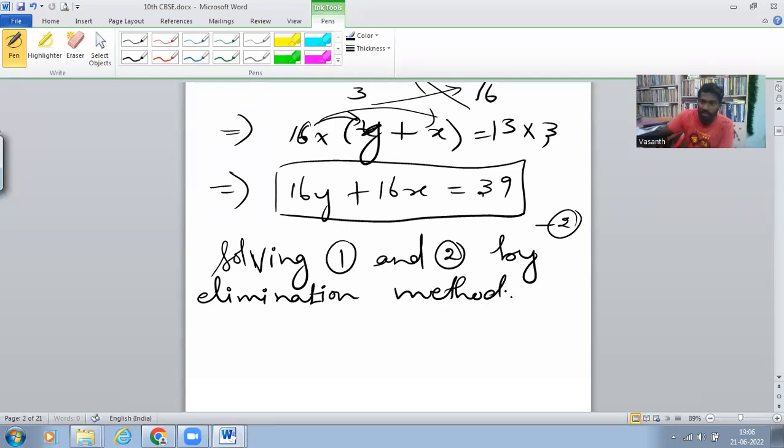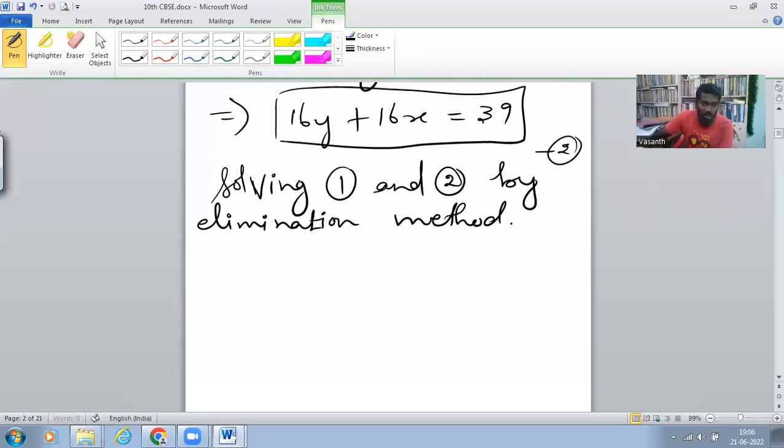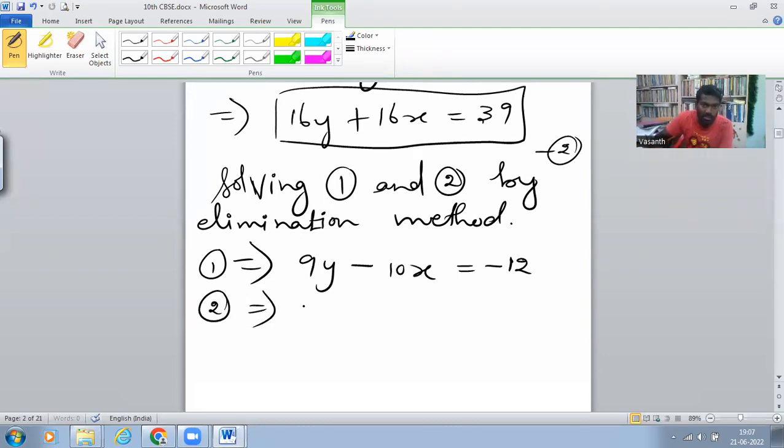So for that, first I'm going to write those two equations. Equation number 1, which implies, what is equation number 1 we got now? It is 9y minus 10x is equal to minus 12. Yes or no? Is it equation number 1? Yes, sir. Okay, now equation number 2 is 16y plus 16x, which is equal to 39. This is equation number 2.